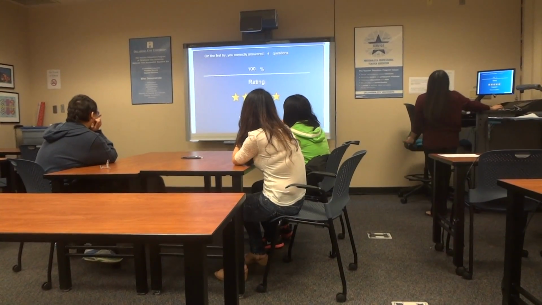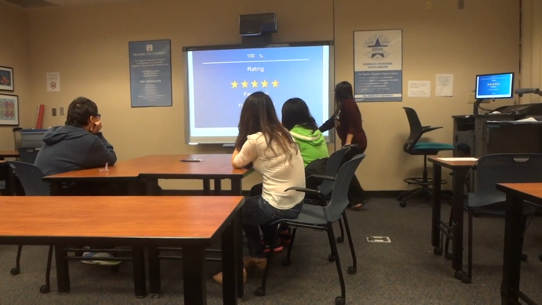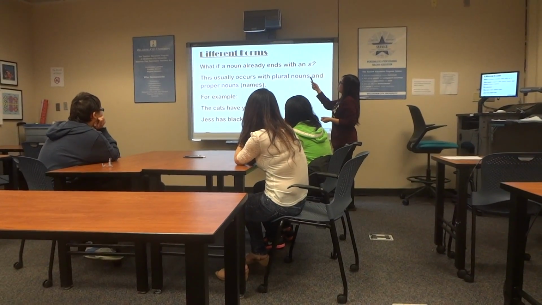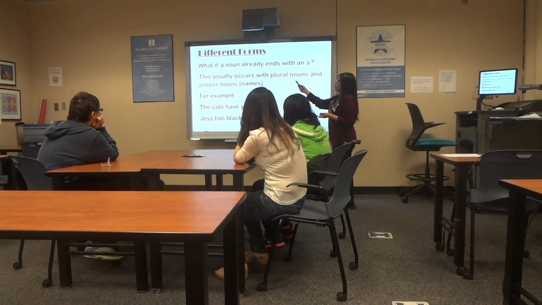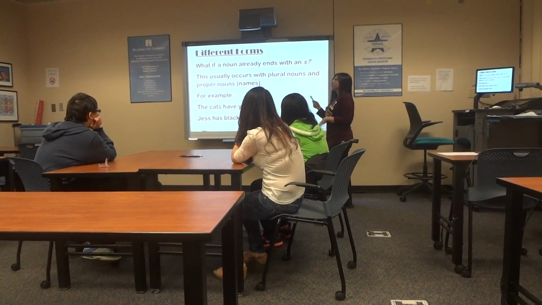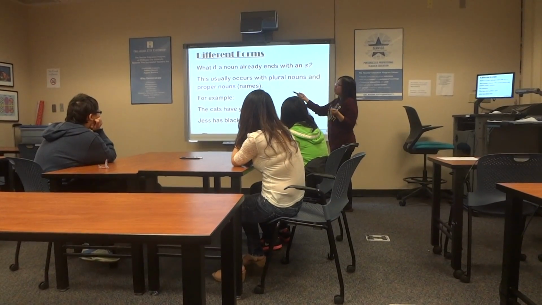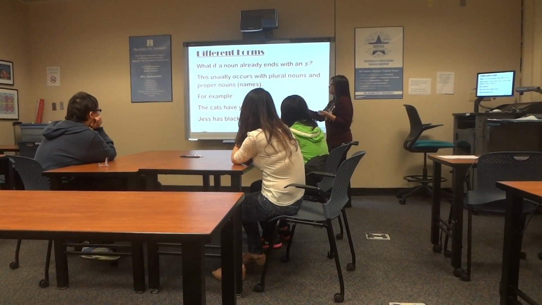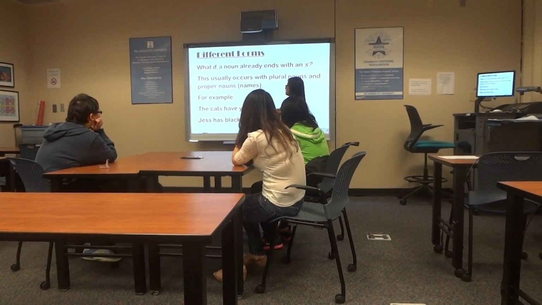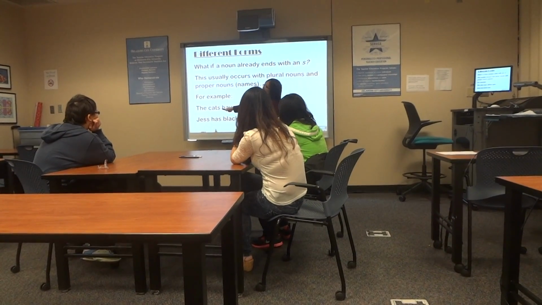Possessive nouns in the singular form. Okay, so let's move on. Now there are different forms. What if a noun already ends with an S? Usually you see this with plural nouns, like ducks, anything with a plural that uses an S at the end already, and proper nouns, like names. So for example, the cats have yellow eyes. Jess has black hair. Jess ends with an S. The plural cats ends with an S.